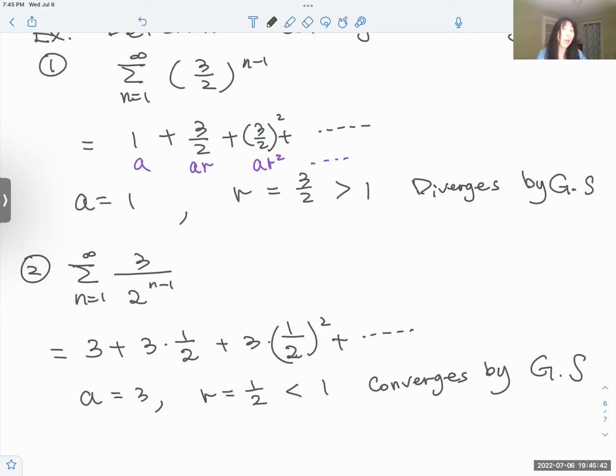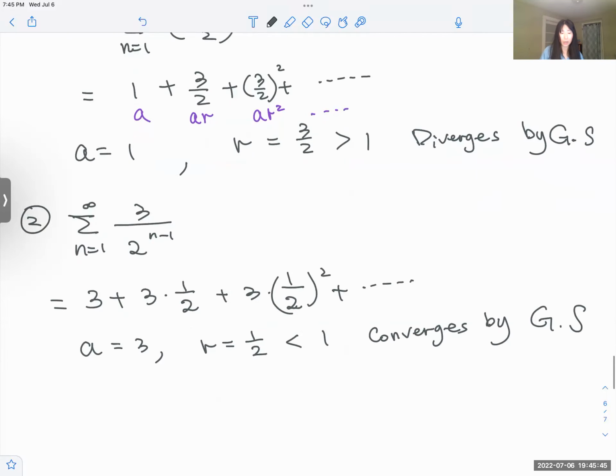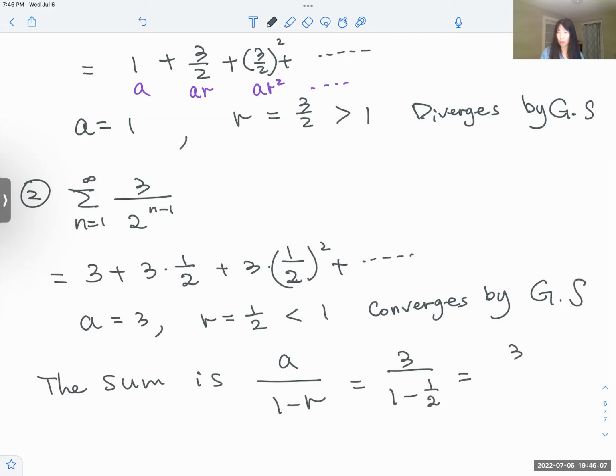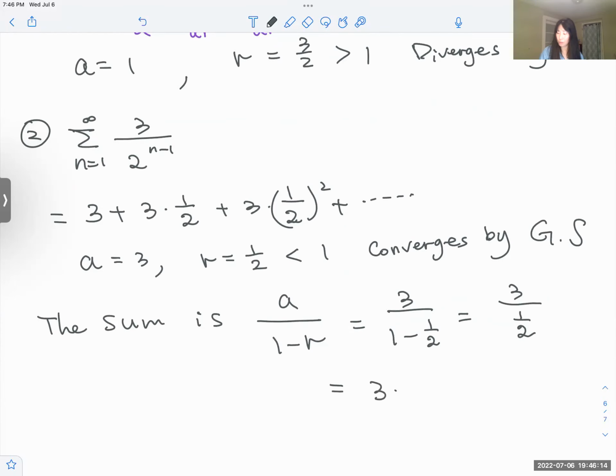Then converges to where? We're going to find out. So we say that the series converges and the sum is A over 1 minus R. A in this case is 3, over 1 minus 1/2, which is 3 over 1/2, so we get 3 times 2, which is 6. So it converges to 6. Make sense?